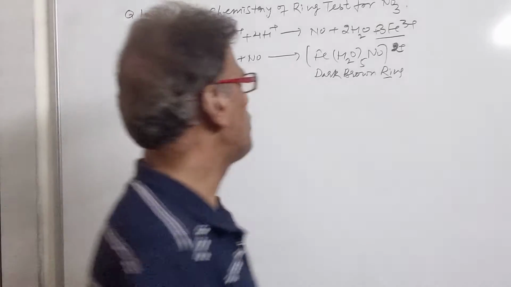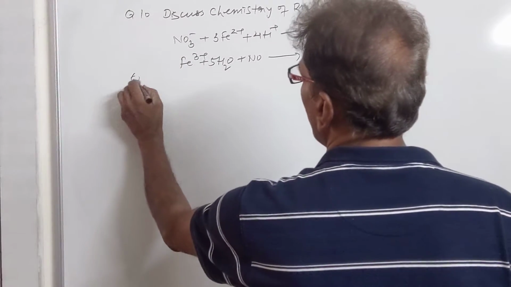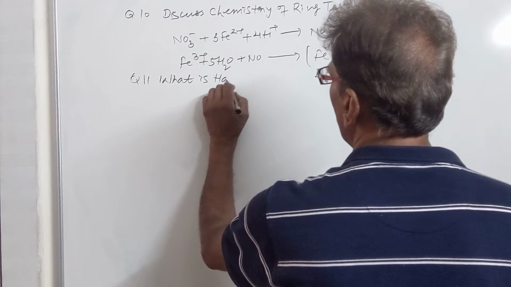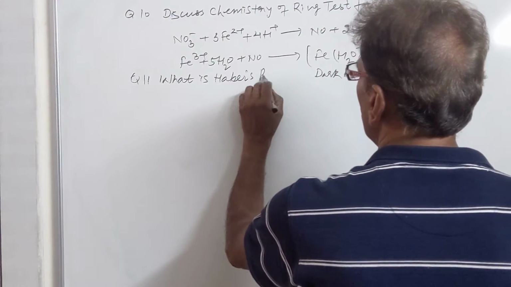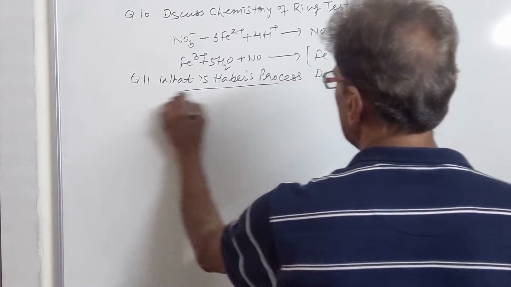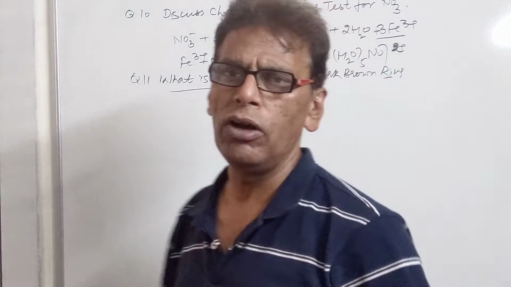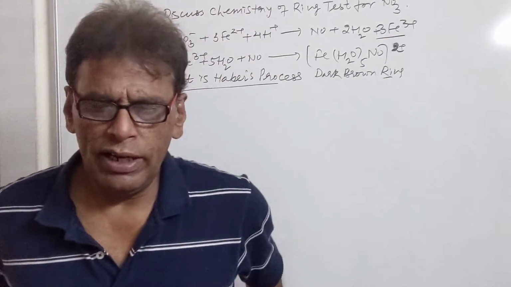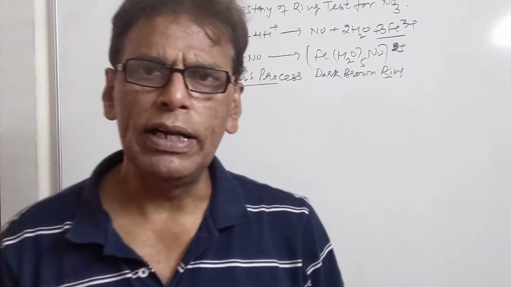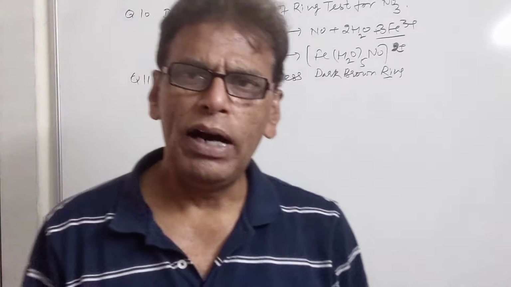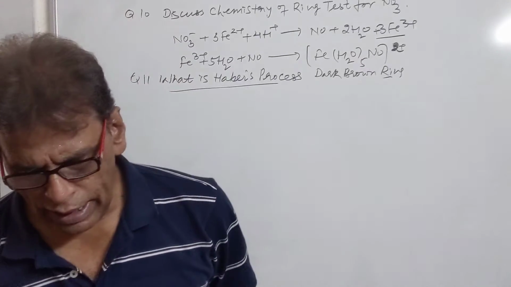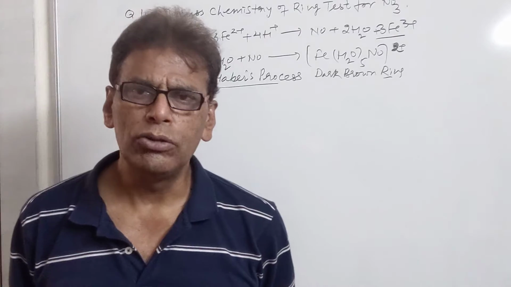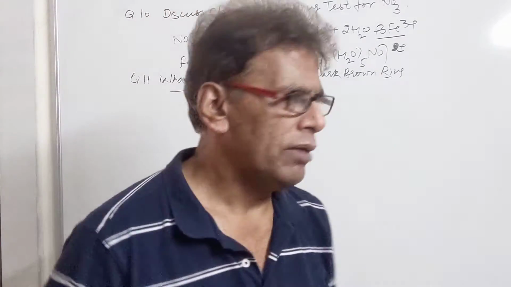Now what is Haber's process? It is an industrial process which is used in the preparation of ammonia. What is done in this case? The mixture of nitrogen and hydrogen in the ratio of 1:3 is passed over catalyst iron and molybdenum at 773 Kelvin and 200 atmosphere to get ammonia.